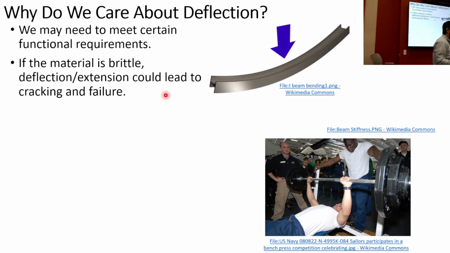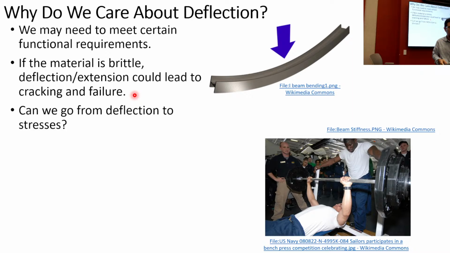If the material is brittle, you could have failure, right? Or if it's ductile, you could have failure. But you don't want too much deflection, and that deflection, of course, is correlated with the stresses involved. Maybe that leads us to this idea: can we go from deflection to stress? If I'm an observer of what's happened, and I see something's deflected, can I get an idea of what the profile of the internal stress might have been?